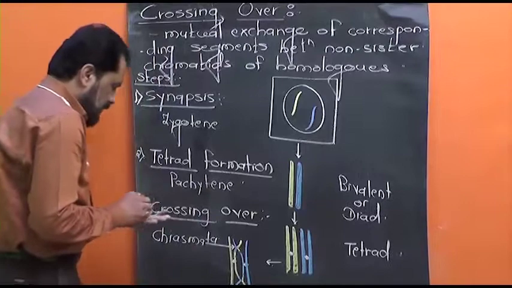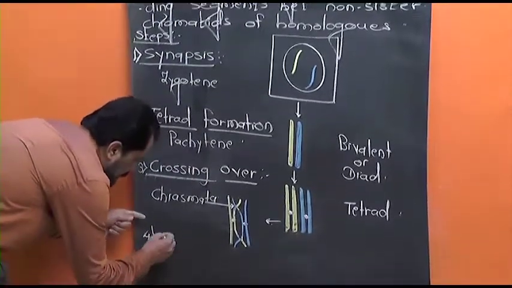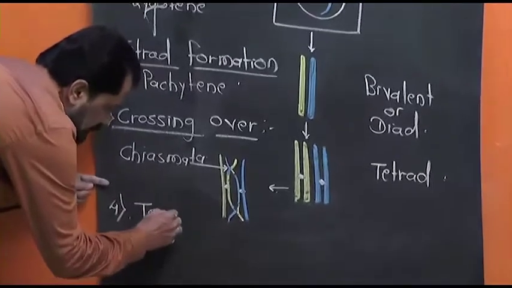After crossing over, the last step comes, that is nothing but the terminalization.